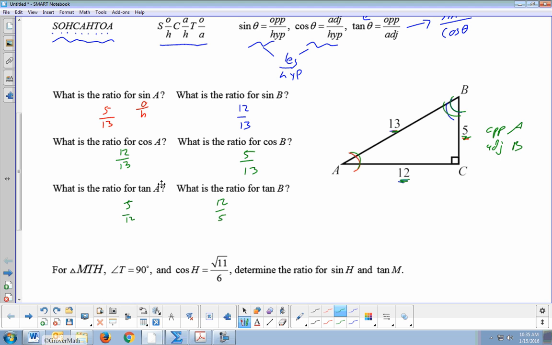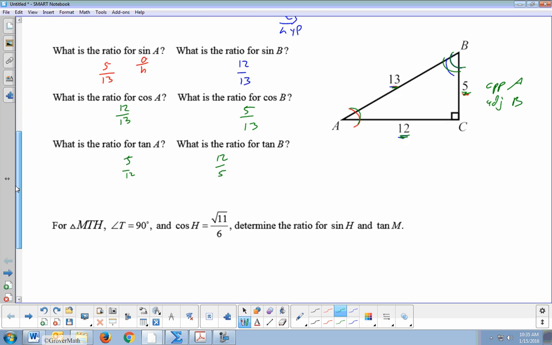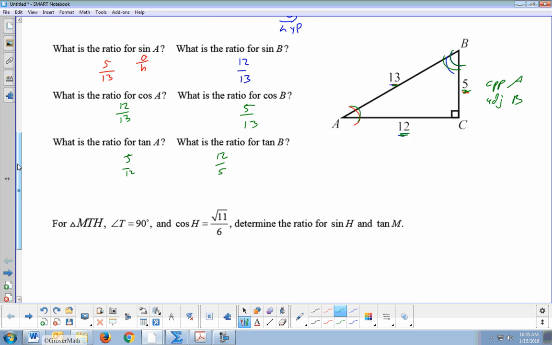And you notice that when you go from tangent of one acute angle to tangent of the other acute angle, you end up with the reciprocal. Because it's just the two legs, and there's only two ways to compare the two legs. Small over large, large over small, opposite over adjacent, adjacent over opposite. So that's just kind of labeling, knowing what the trig functions are, knowing what opposite is, and you're just going to write them as ratios.